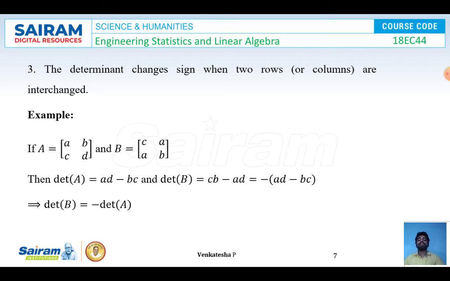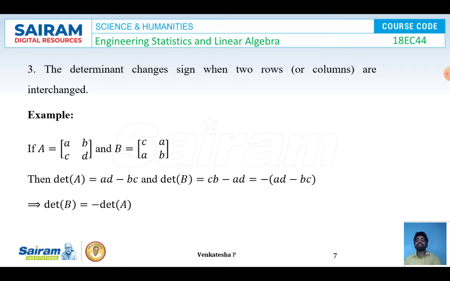Property number 3: the determinant changes sign when two rows or columns are interchanged. To prove this one, I am taking a matrix A of order 2, that is [a b; c d], and I am taking a matrix B after interchanging the rows. So I took the matrix like this: B is equal to [c d; a b]. Now for this matrix, I am going to find the determinant.